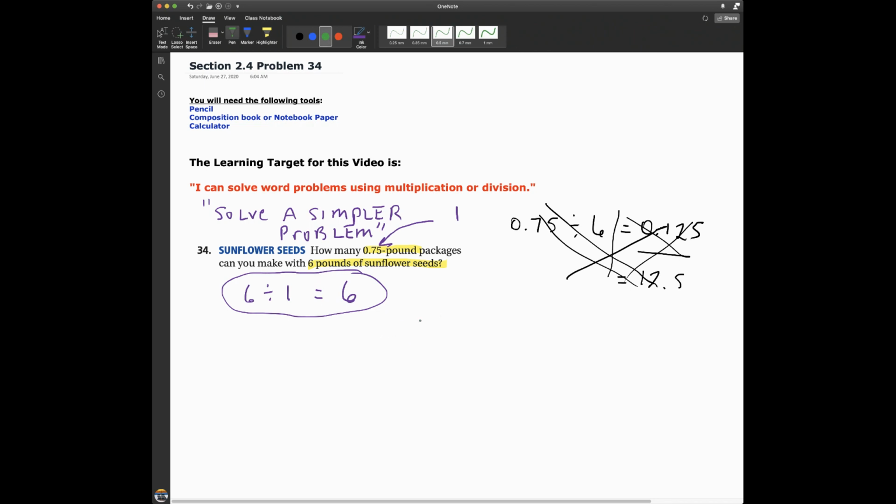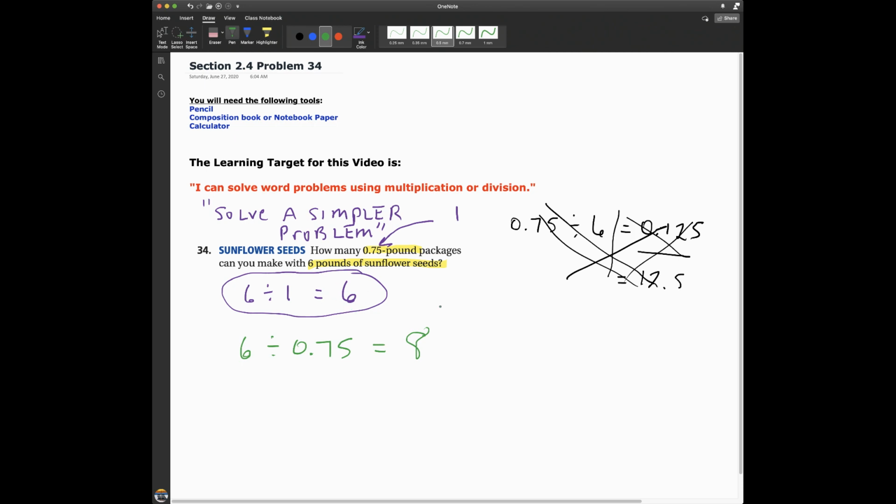Now let's go back and use this same strategy to solve the problem that we've been given. So I can just take 6 divided by 0.75, and I can put that in my calculator. 6 divided by 0.75, and I get 8. And does that make sense? If I divide 6 pounds of sunflower seeds into 1 pound packages, I can take away a pound, take away a pound, and so on. I can do that evenly, and I get 6 packages.